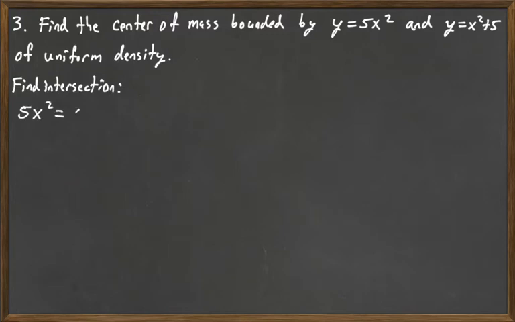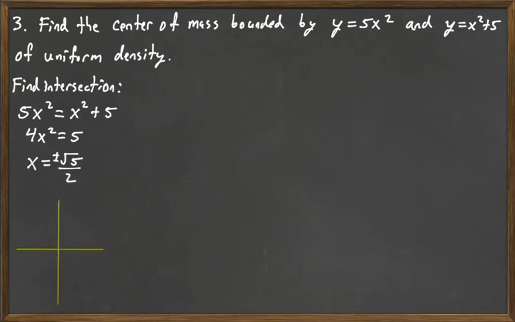So where does 5x squared equal x squared plus 5? So it's going to be, where is 4x squared equal to 5? Divide by 4 and then take the square root. So x is going to be plus and minus the square root of 5 over 2. That's where they're going to intersect.